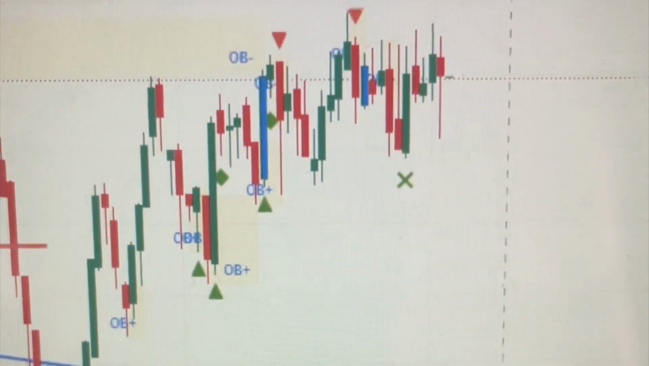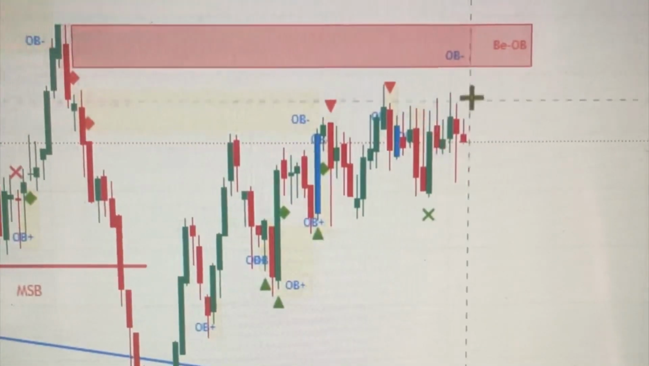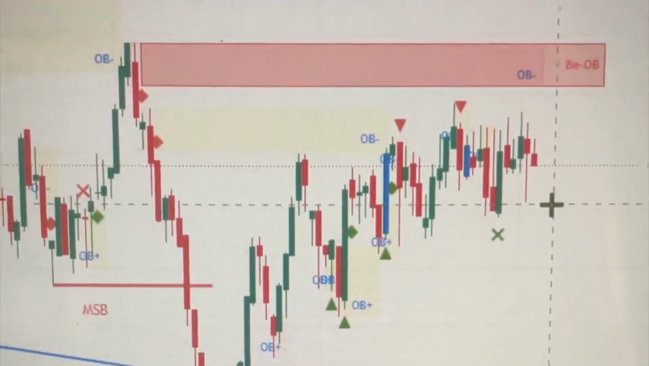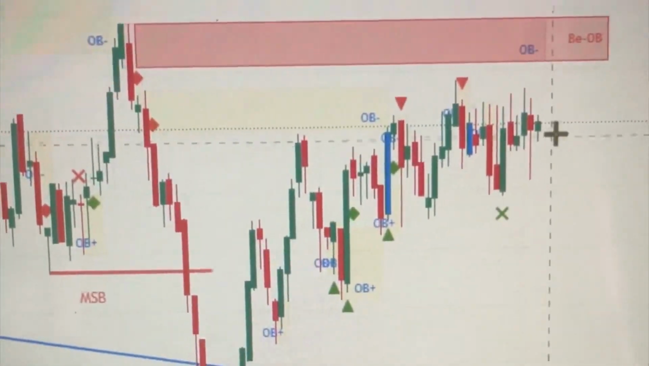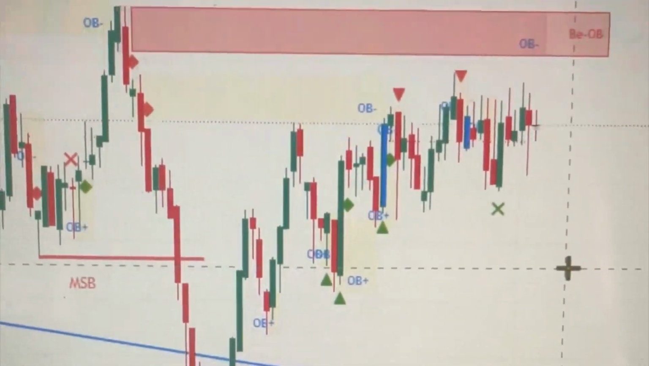See, it will go up only after touching this. It will go down only after touching this. It will not go down. These are just inducement, just making people fall for the trap. So we have to wait until this gets mitigated, and only then will it go down. Until that, it will not go down.